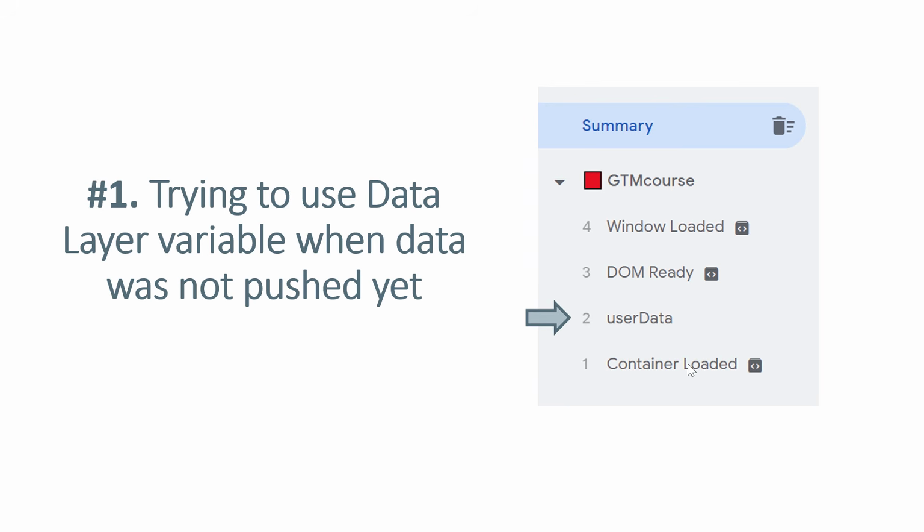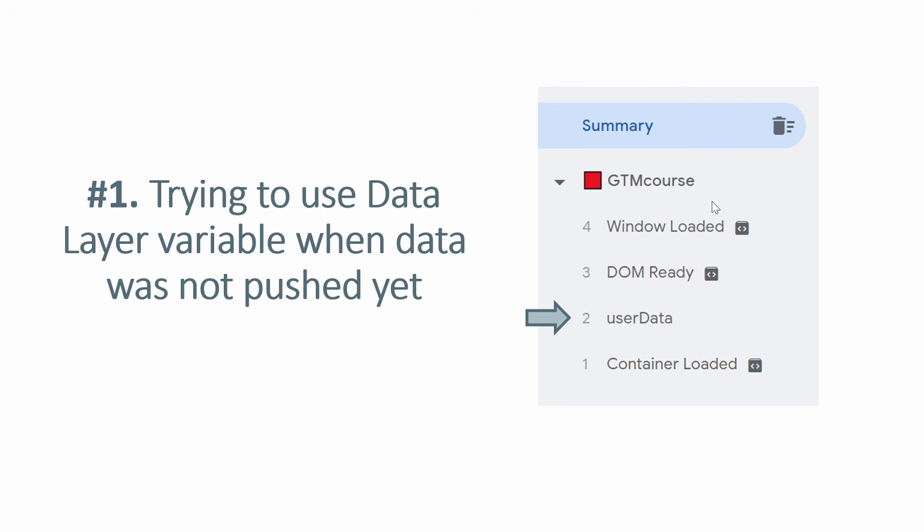Now, the problem here is that user data is pushed with an event, and that event always occurs after the container loaded. So if you're trying to use the user ID with container loaded, using the data layer variable, that variable will always return undefined, because at that moment, the user ID is still not available in the data layer. It will be available on the user data event and all the subsequent events on that page load. So you should keep that in mind.